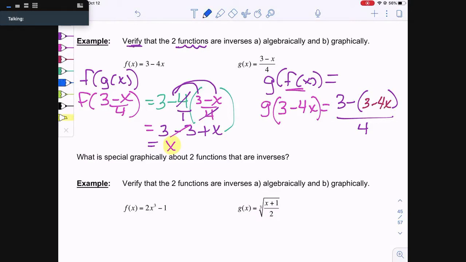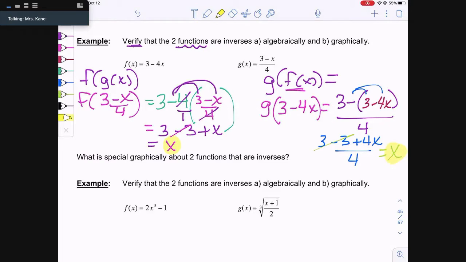So if I distribute the negative through, this time I do want to distribute the negative through because it's on the top of that numerator. We end up with 3 minus 3 plus 4x divided by 4. And if I look at this here, 3 minus 3 cancels. And then my 4x divided by 4 is just x. Just x.